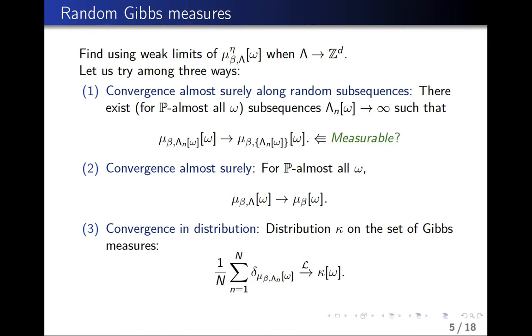The main problem here is whether the limit is measurable. Since the set Λ depends on ω, it is hard to control them in order to show the measurability of the limit. So, let us discard this option.